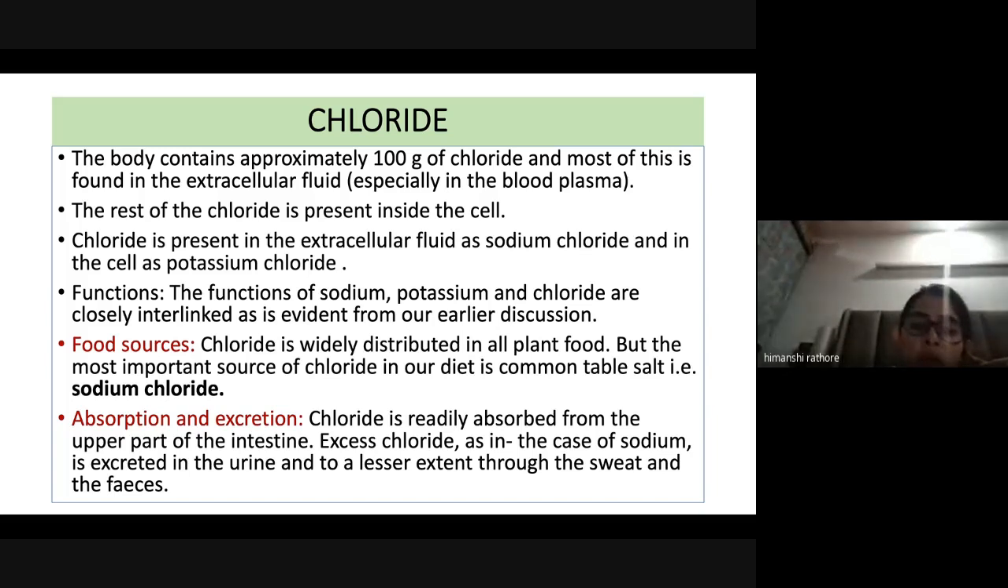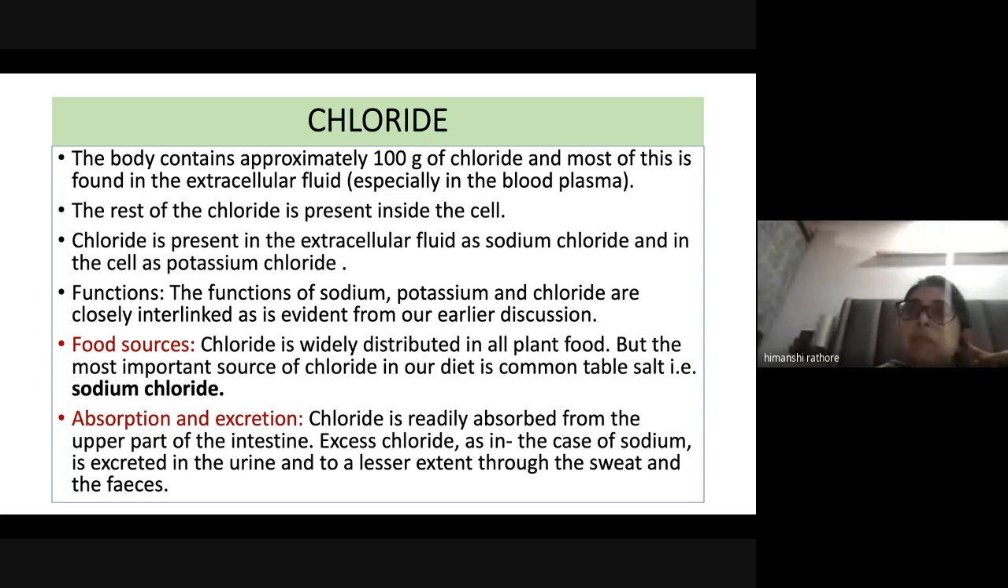And now if a question comes asking you to write about the absorption and excretion, chloride is also absorbed in the upper part of the intestine, and the excess of the chloride is thrown out of the body in the form of urine and sweat, which is similar to potassium and sodium. So these three minerals are interconnected, interrelated to each other because they are present in the fluids of the body. Correct?